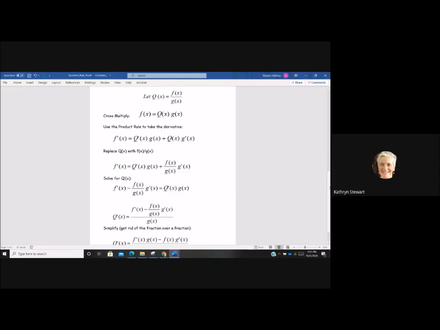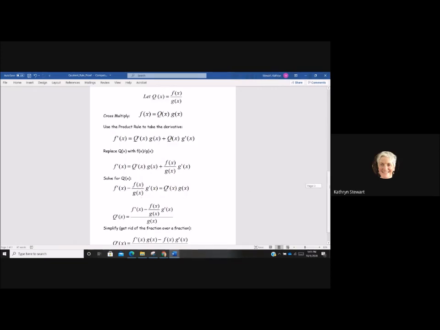All right, how did it go? Let's see. So here I am. I did the cross multiplying. Product of the means is a product of the extremes. I just put q of x over 1. Then I used the product rule to take the derivative. I replaced q of x with f of x divided by g of x. If you go back here, obviously that was just how q of x was defined. Then I solved for q prime of x.